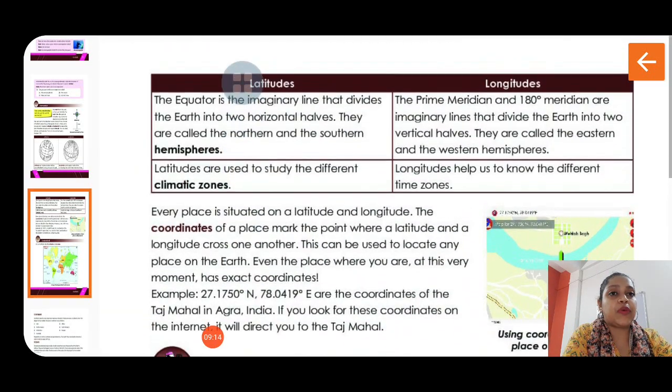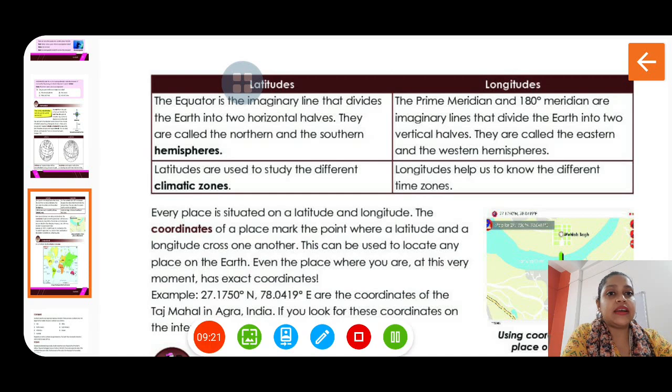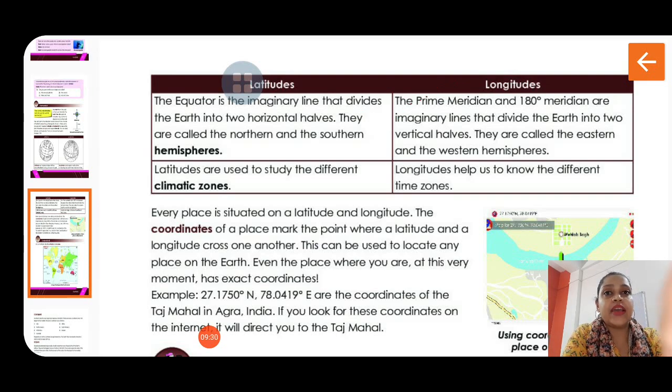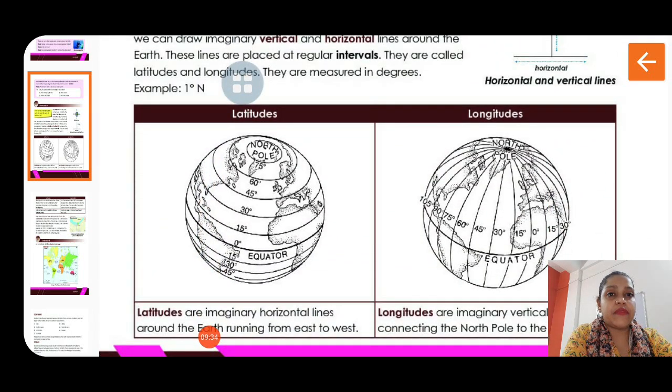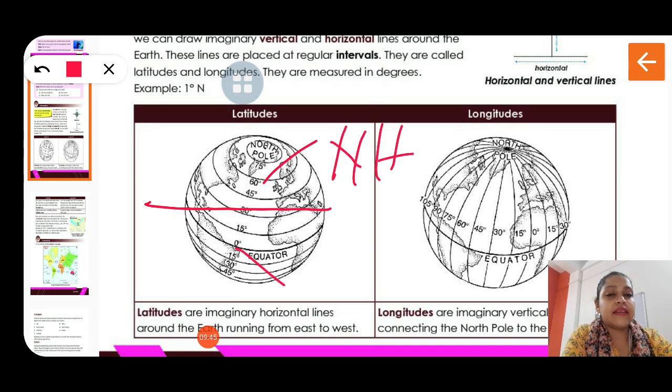Then we come to, what are longitudes? The prime meridian and 180-degree meridian are imaginary lines that divide the earth into two vertical halves. They are called the eastern and the western hemisphere. Children, as we have seen, the equator is a latitude, and this latitude divides the earth into two equal halves, that is the northern hemisphere and the southern hemisphere.